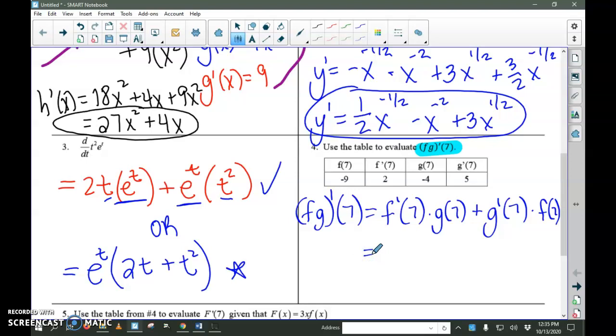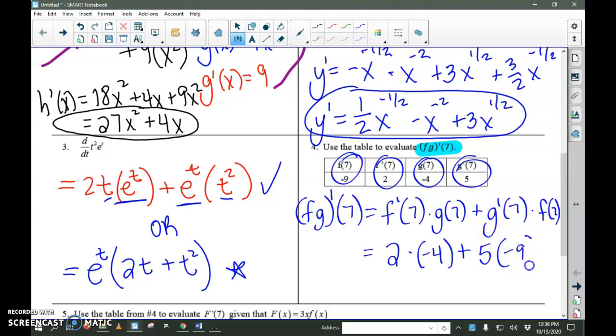So f prime of 7 from my table is 2, times g of 7, which is negative 4, plus g prime of 7, which is 5, times f of 7, which is negative 9. Okay? And that gives me a negative 8 minus 45, which is equal to negative 53.